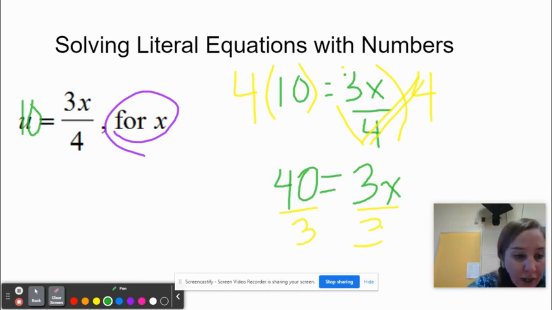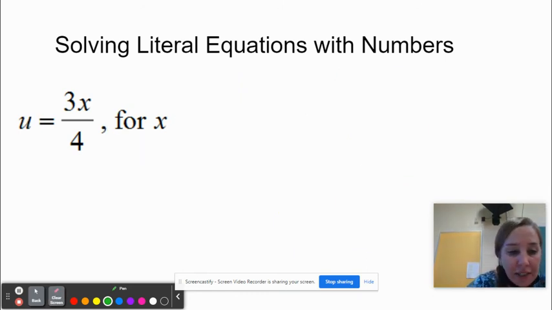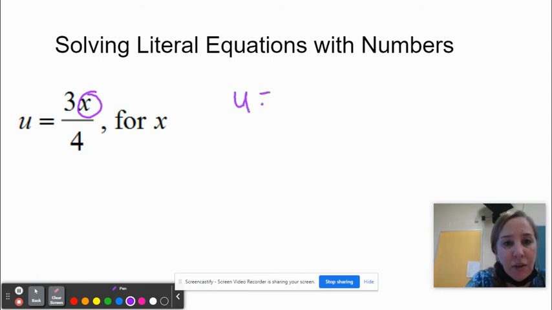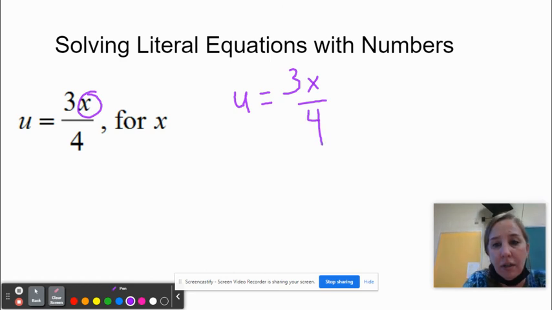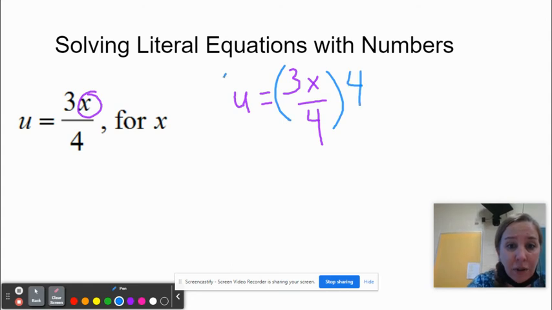So we're going to follow the same steps and procedures that we always have when trying to isolate x as a variable. All right, so we have u equals 3x over 4. We need to get rid of that 4, right? 3x is being divided by 4. So we're going to undo that by multiplying by 4.